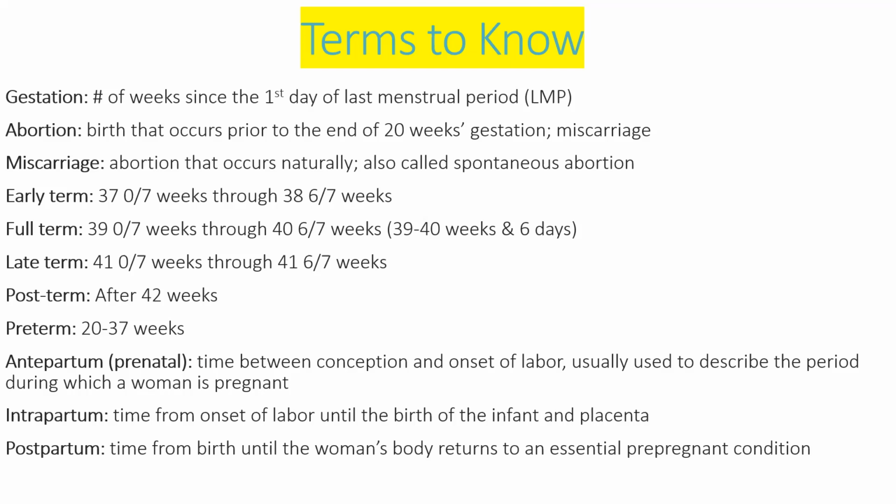Abortion, that can be any birth that has occurred prior to 20 weeks gestation, also called a miscarriage. We do have our miscarriages that are abortions that occur naturally, but these can also be called spontaneous abortions. We have early term. Early term is, of course, a little earlier, starting at 37 weeks and going through the end of the 38th week. We have full term, which is 39 weeks through 40 weeks and 6 days, because after 40 weeks and 6 days, it's going to be late term.